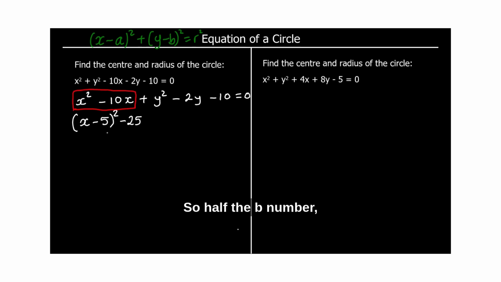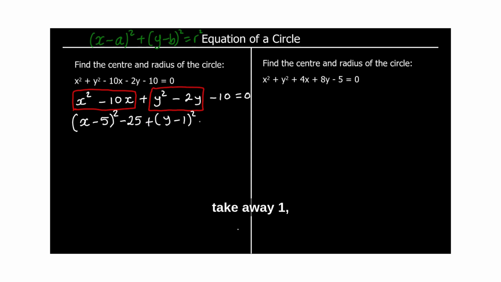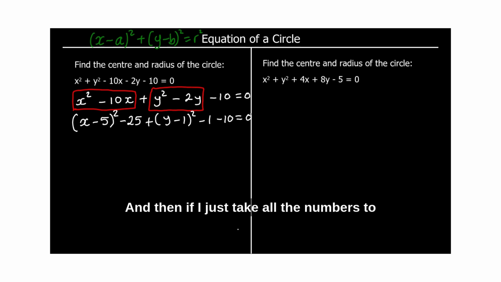So half the b number, I then take away that squared. Same for the y's. So I'm completing the square on the y's. So I'm going to have (y minus 1) squared, take away 1, and then I've got minus 10 equals 0. And then if I just take all the numbers to the right side, so 25 minus 1 minus 10 is going to be -36.